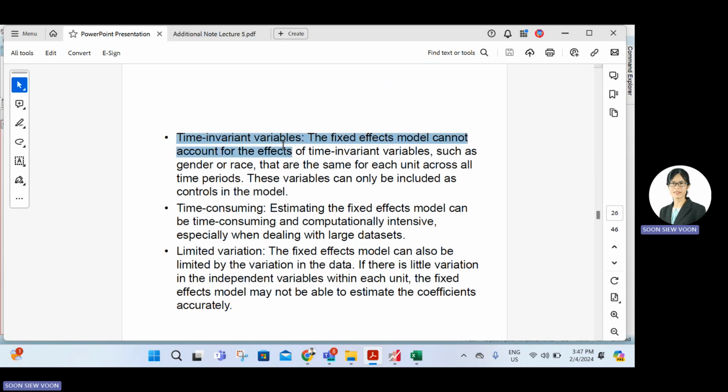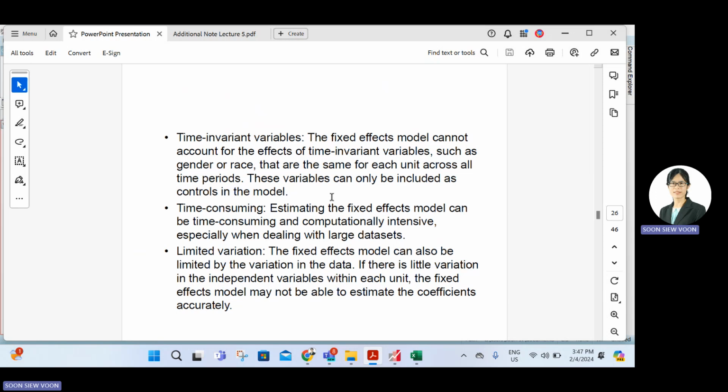The third one is time invariant variables, as well as limited variation. The fixed effect cannot account for time invariant variables such as gender or race. If you have a variable like gender or race, actually it's a constant, right? So it might make your estimation become very weird, because these variables are time invariant. So when you want to estimate using the fixed effect, you have to be careful. You have to understand your data set well. Is your data set made up of time invariant variables, right?